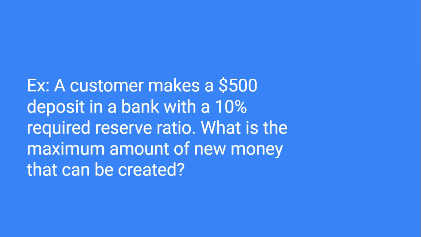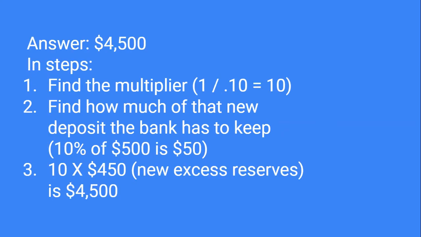So here's an example. If somebody were to walk into Chase Bank and make a $500 deposit, and the bank has the same required reserve as the previous bank, 10%, you have to find the maximum amount of new money that's created. See if you can do that right now. Pause the video, and then we'll move on to the next slide with an answer key. Here's the answer. 1 over 0.10 is 10, like we mentioned before. Banks have to keep $50, which means they have $450 in excess reserves. So the multiplier times the excess reserves is $4,500.